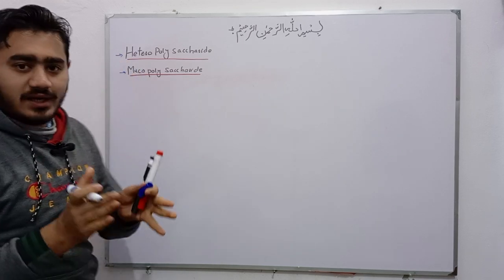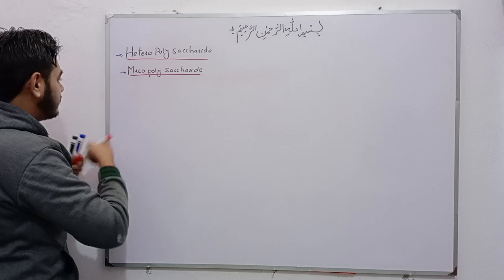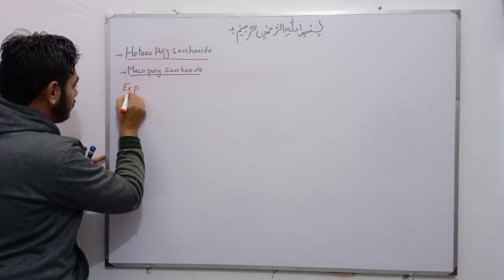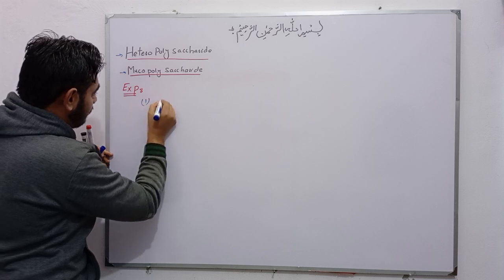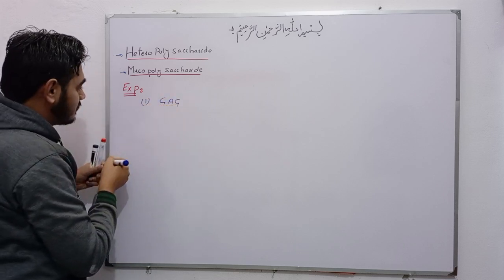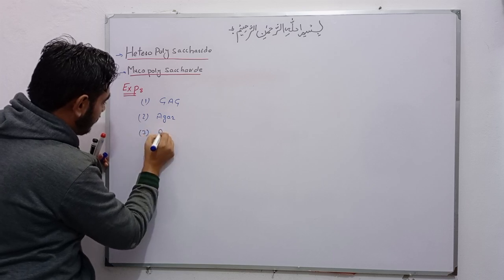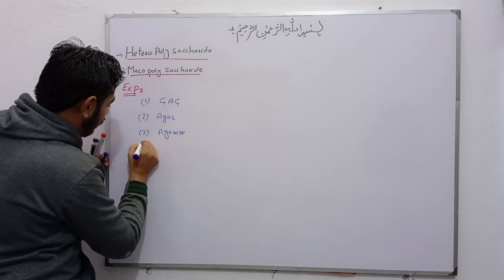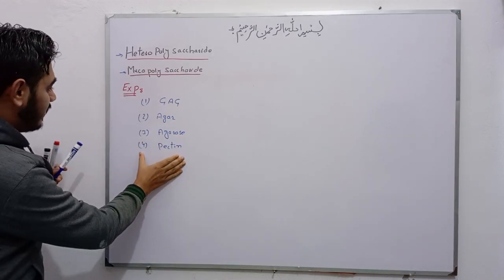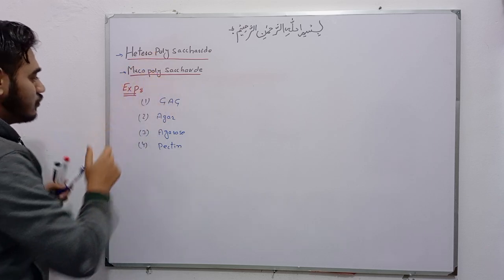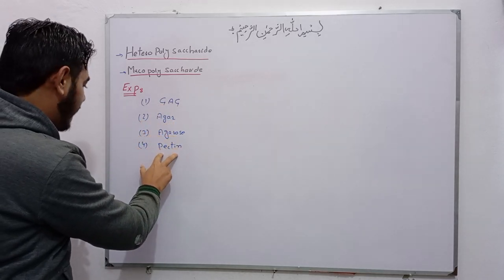Now coming to the examples of mucopolysaccharide or heteropolysaccharide. The first one is glycosaminoglycan, the second is agar, the third is agarose, and the fourth is pectin. Students, these are the examples of heteropolysaccharide or mucopolysaccharide: glycosaminoglycan, agar, agarose, and pectin.